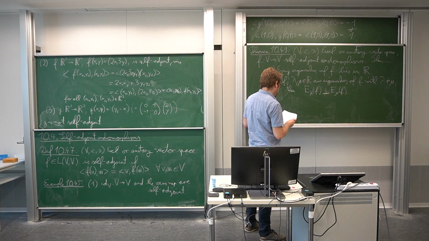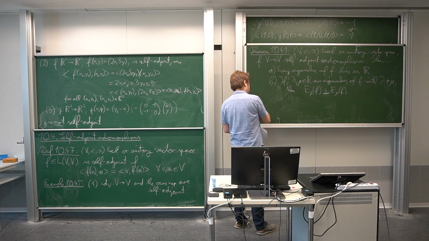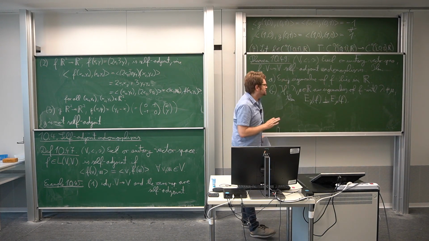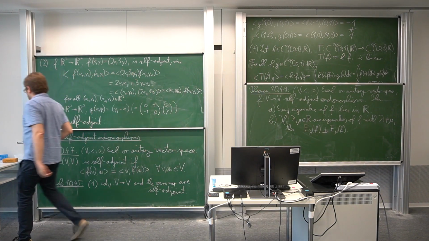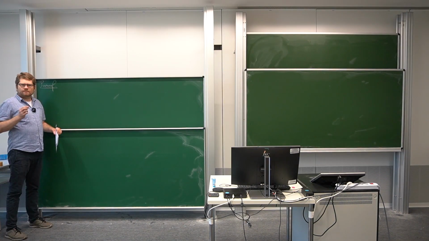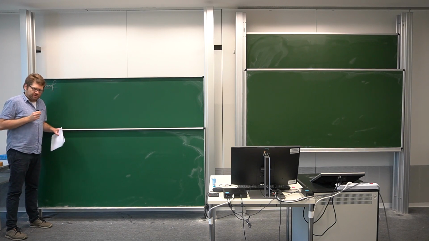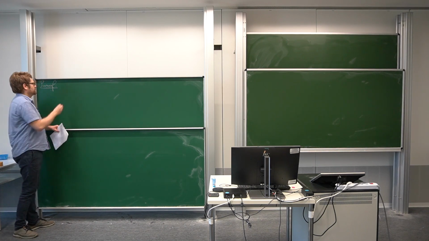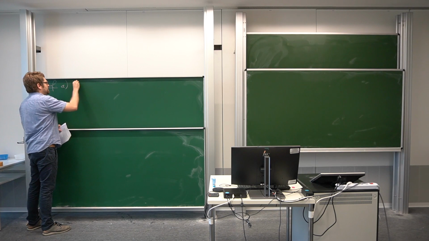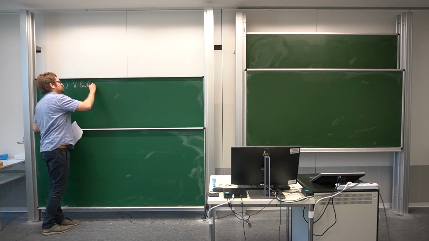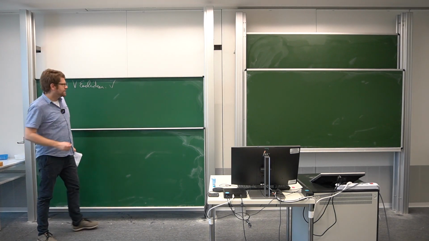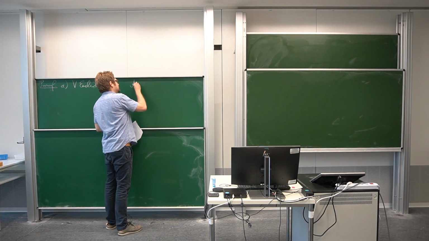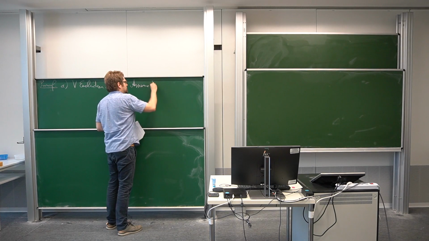Now let me erase the blackboard, I need more space, and then I'll prove this properly. Let's prove that all eigenvalues are real. Of course, if we have a Euclidean vector space, there's nothing to show. So the case of V Euclidean, this is obvious, then all eigenvalues are real by definition. So let's consider only the unitary case.